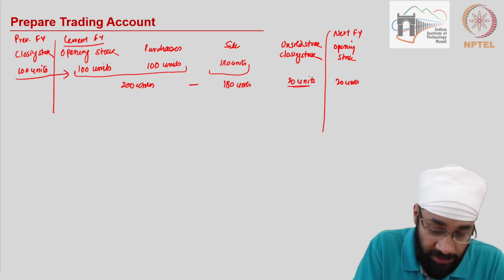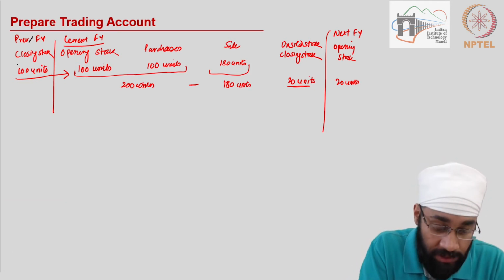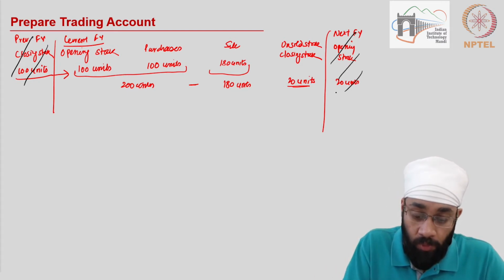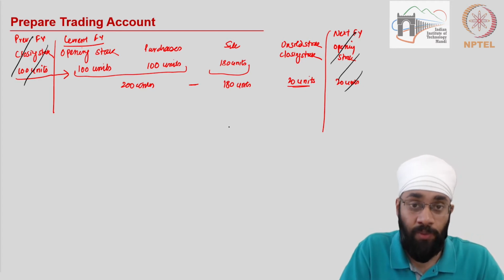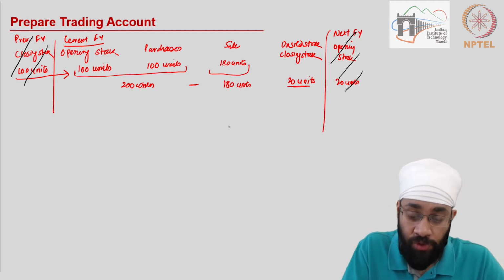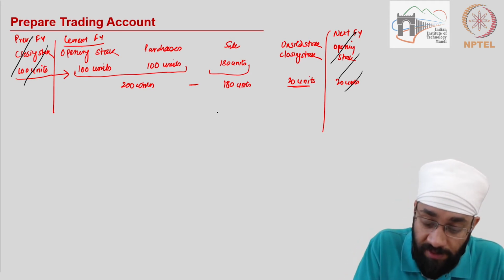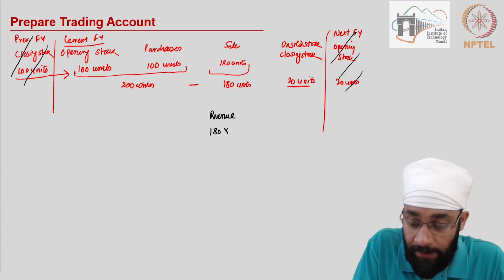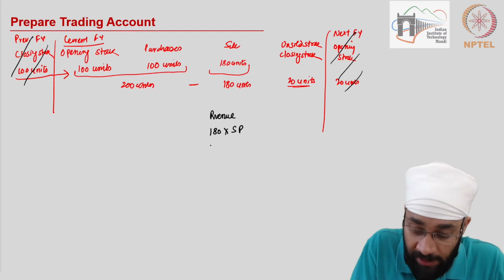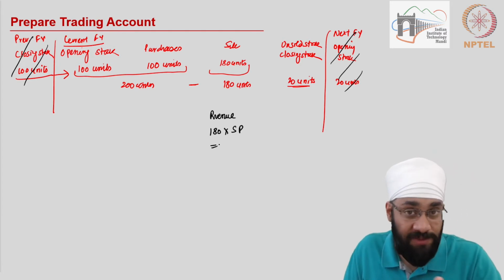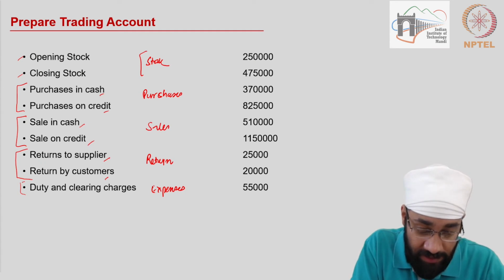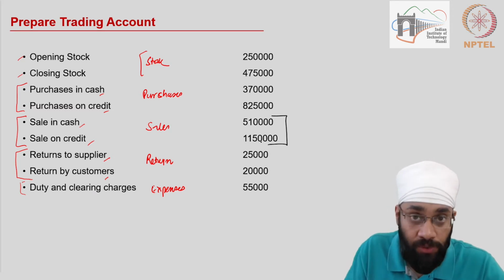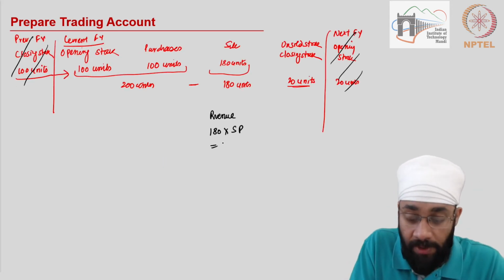All right. So right now we don't need to worry about the closing stock and the previous year and the next year. We are dealing with this year. In this year, what is the sales amount that we have, and what is the amount which should be shown as the expenses? So the revenue of this year is equal to 180 into the selling price, and that will come out to be some number. I'm just assuming the total sale given to us is 5,10,000 plus 11 lakhs and 50,000. So that's the total sale. So whatever is the total sale, that number comes here.